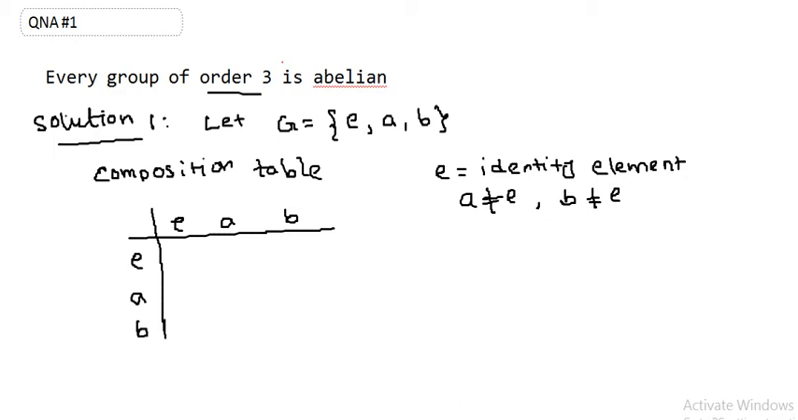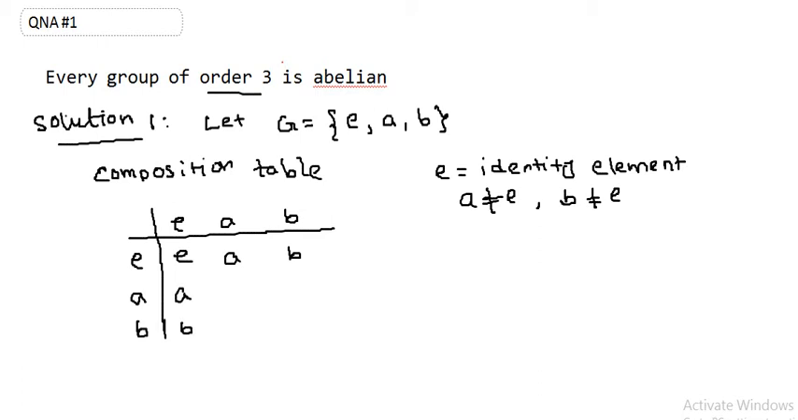Because E is the identity element, we know that E composed with E gives E, E composed with A always gives A, and E composed with B always gives B. Again, A composed with E gives us A, because E is the identity element, and B composed with E gives us B.